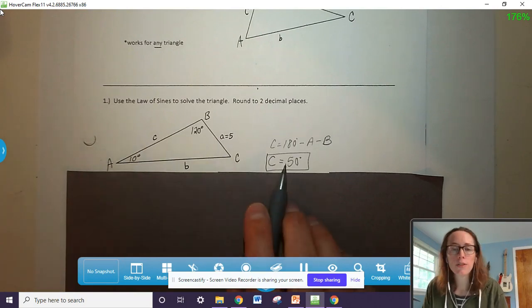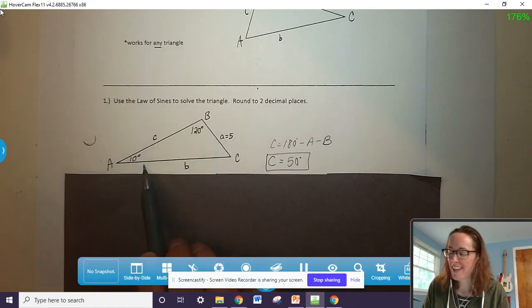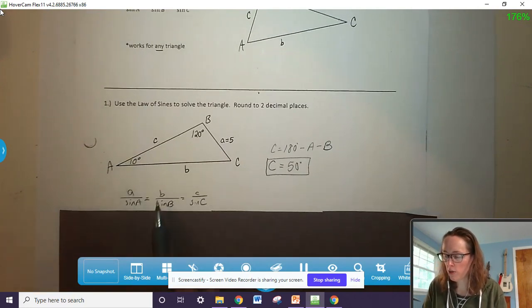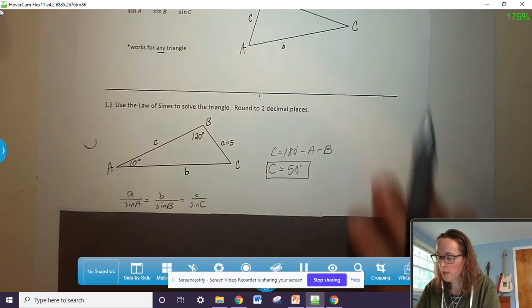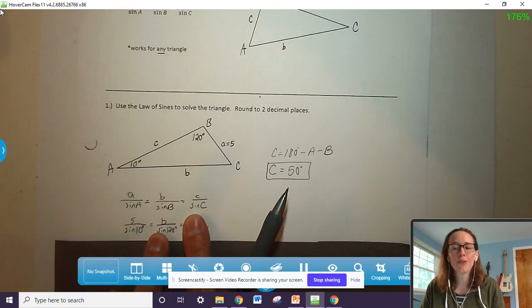Now, to set up the law of sines, we're going to set up 5 over the sine of 10 degrees is equal to b over the sine of the angle B, which is 120 degrees, and little c over the sine of angle C. When we fill in the things that we know, we end up with this information. We filled in little a and big A, we filled in angle B, and we filled in angle C. We can take any two of these at a time and set them equal to each other. If we set the first two equal, we're going to be able to solve for little b.